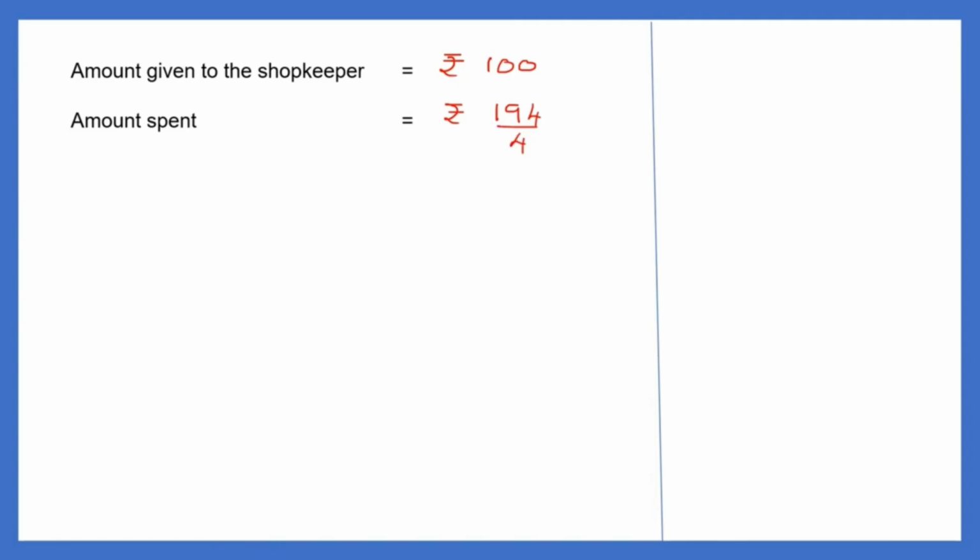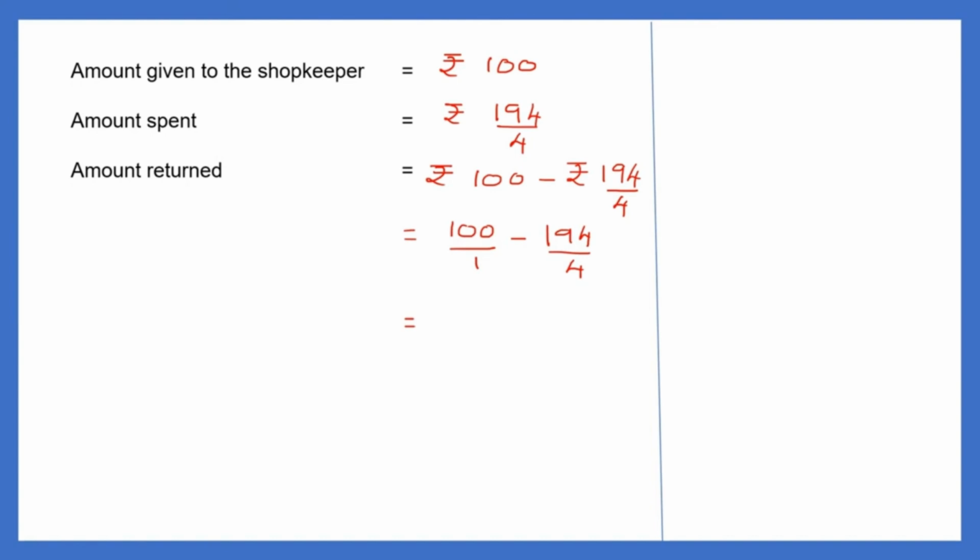Okay, so amount given to the shopkeeper is 100. Amount spent is what we just calculated. Then amount returned. Now we gave 100 rupees to the shopkeeper and we spent so much. Now how much should the shopkeeper return? We need to subtract 100 minus rupees 194 by 4. So first let's make this a fraction. 100 by 1 minus 194 by 4.